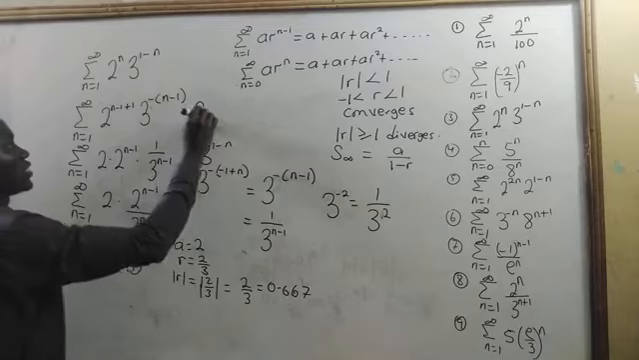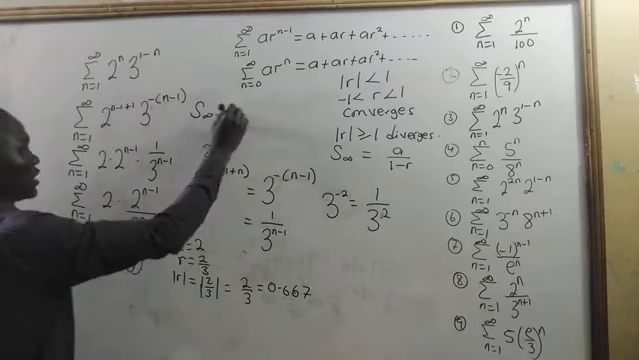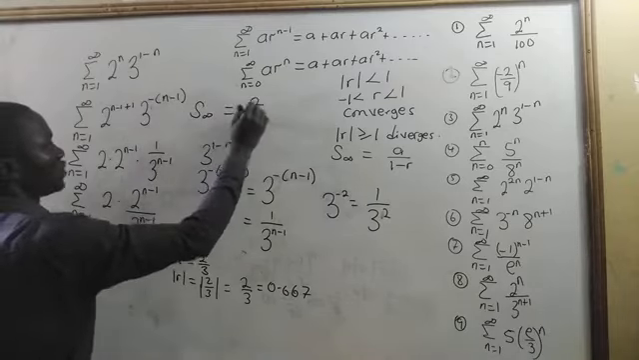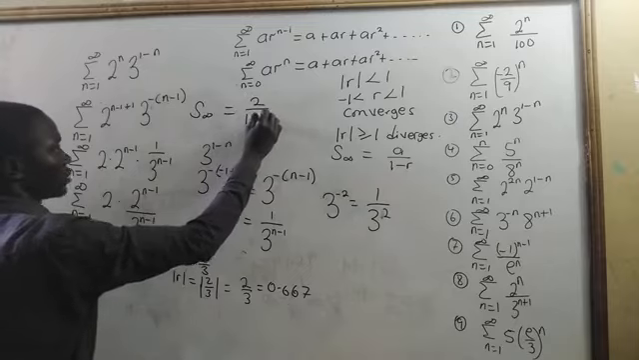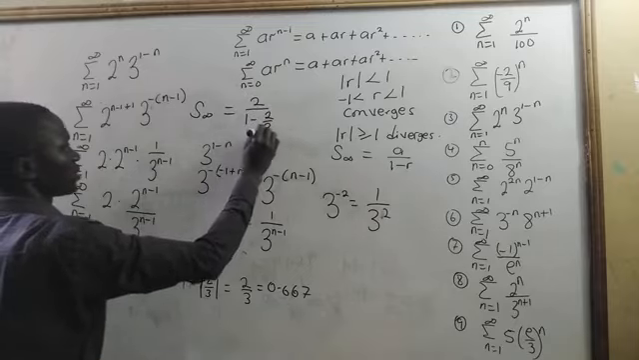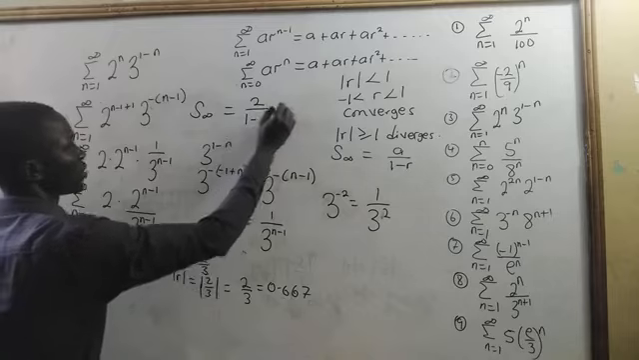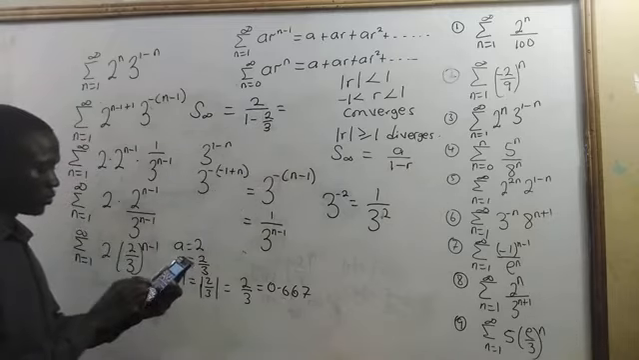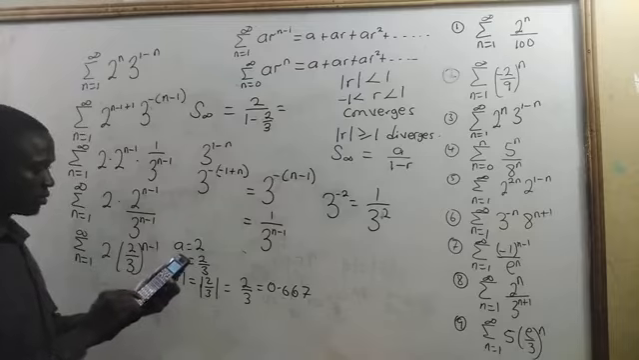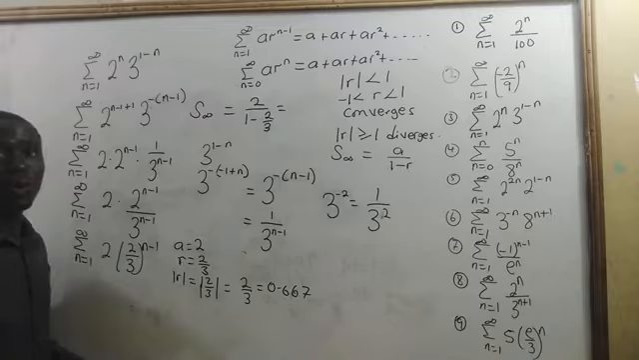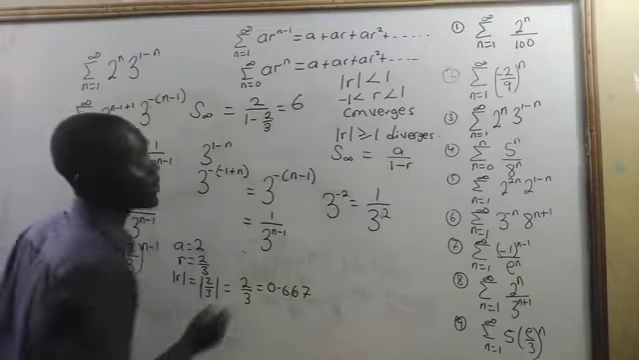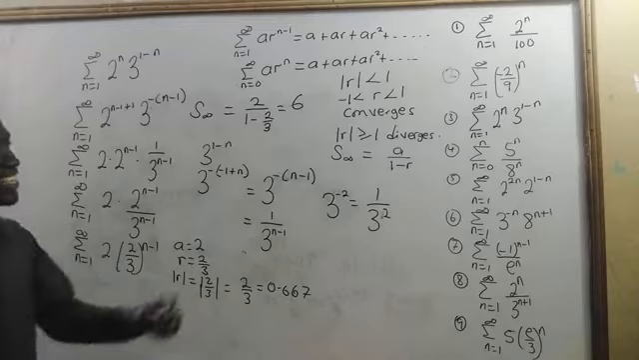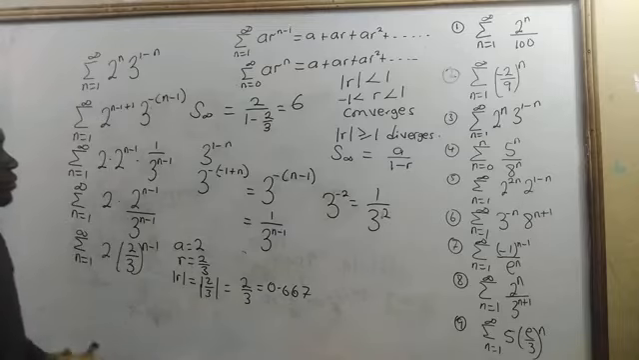So the sum of the series will be given by 2 divided by 1 minus r, that is 2 divided by 1 minus 2 on 3. Let's use the calculator to go fast. You have 2 divided by 1 minus 2 on 3. That is 6. Very simple as that.